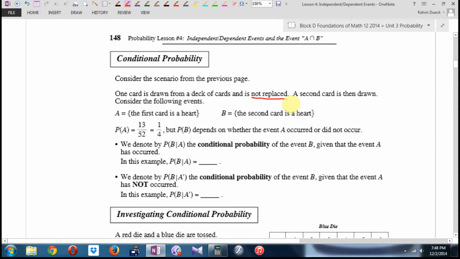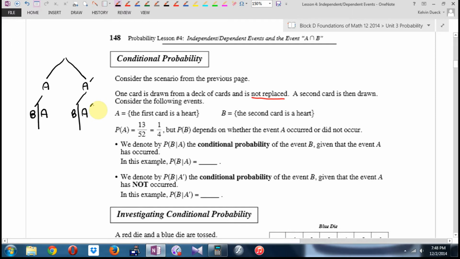I'm going to do a tree. So over here on the left, I can have A or not A. Then I can have B, and here's our notation, given that A has occurred. Or I can have B given that A did not occur. This is what we call conditional probability.